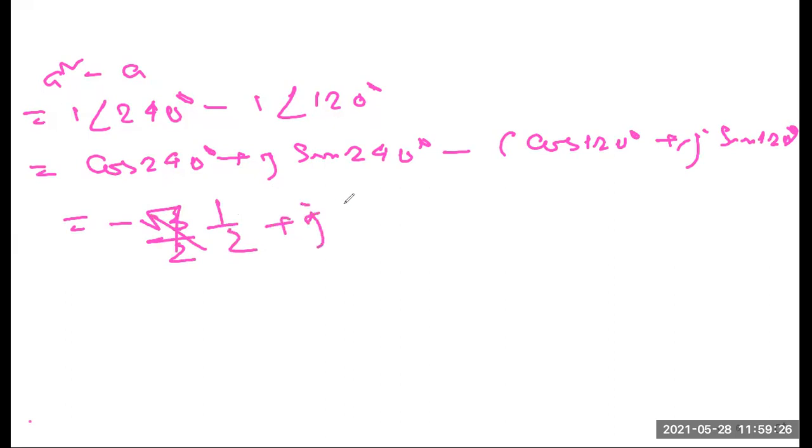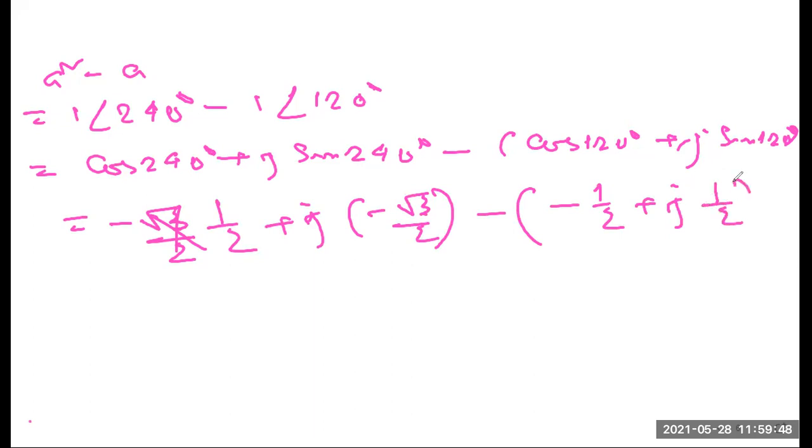And what is your j sine 240? It is sine 60, all sine 10. This should be minus. Correct or not? Yes, sir. And cos 120 is minus half, plus j sine 120, how much? All sine, so it is half. Yes, no?